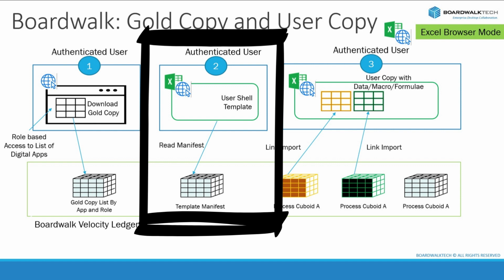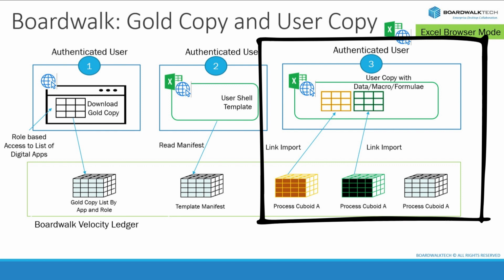Once the manifest is loaded into the user shell template, the template begins the process of extracting data from the Velocity Ledger and populating the user's Excel workbook. It's noteworthy that each application gold copy is associated with its own manifest, ensuring a managed approach to data extraction and integration into the user's template.